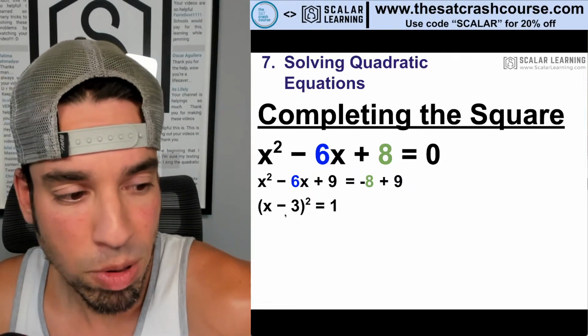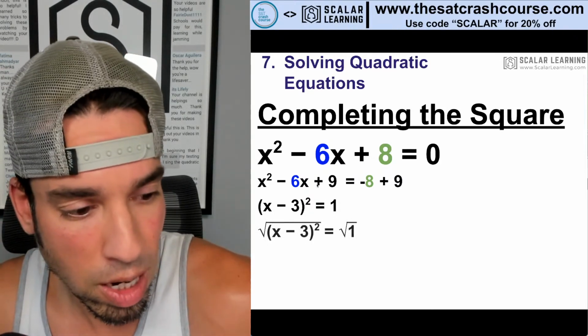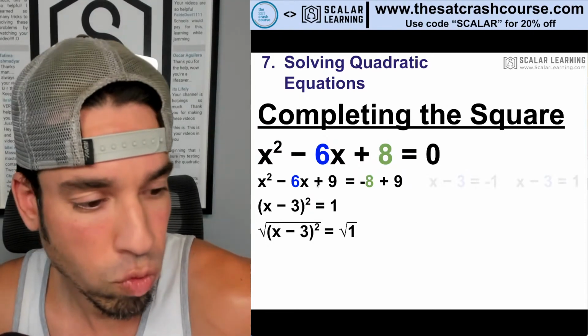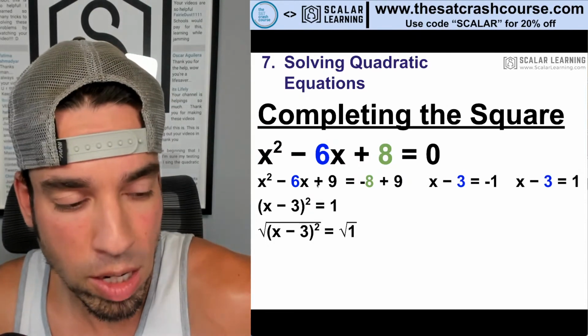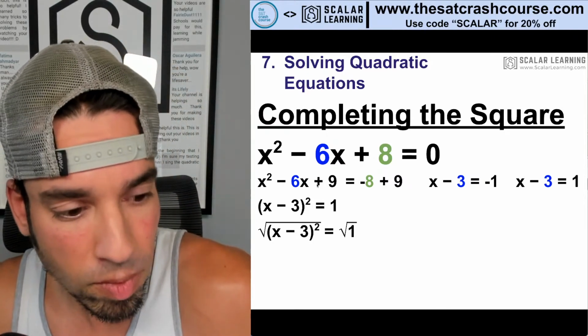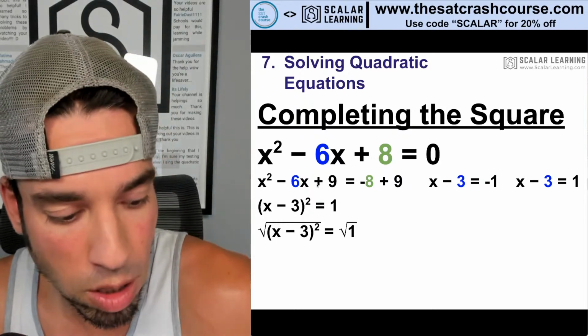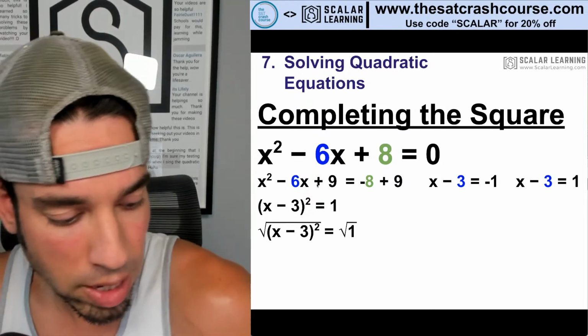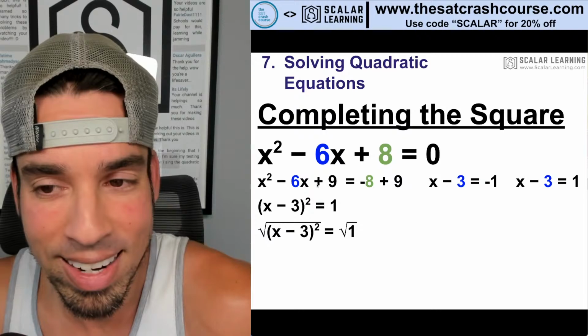Well, now I can solve this pretty nicely, right? I can take the square root of both sides and destroy that square, because the square root of anything squared is just the number itself. And then we take the square root of the other side, 1. And remember, it's not just 1, it's 1 and negative 1.